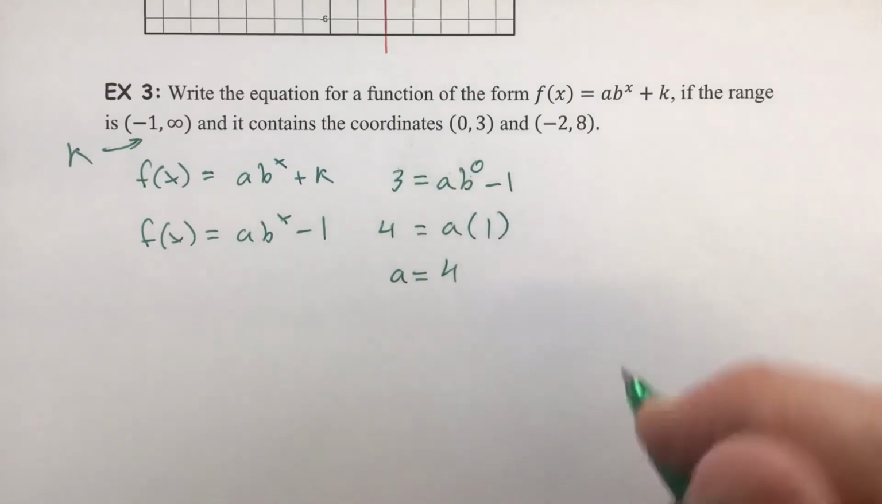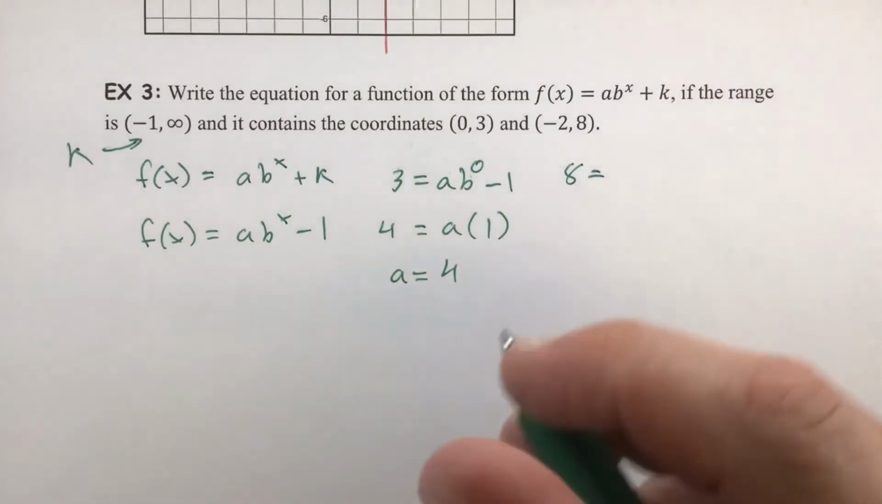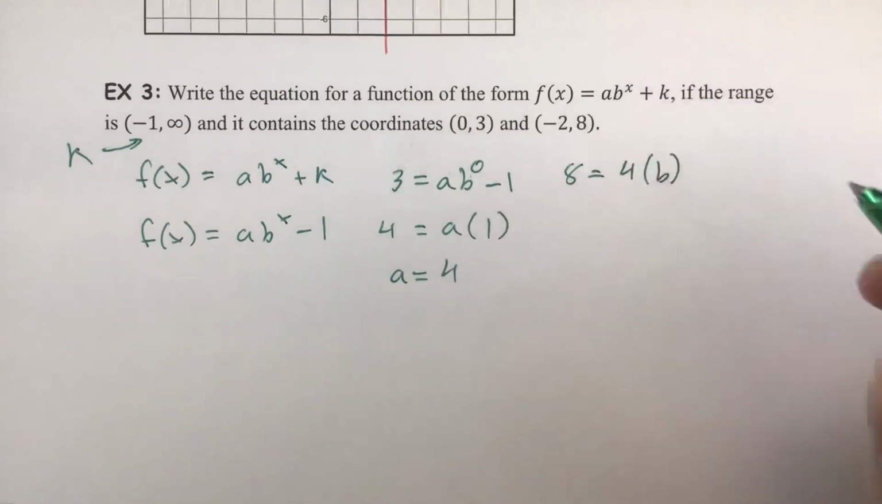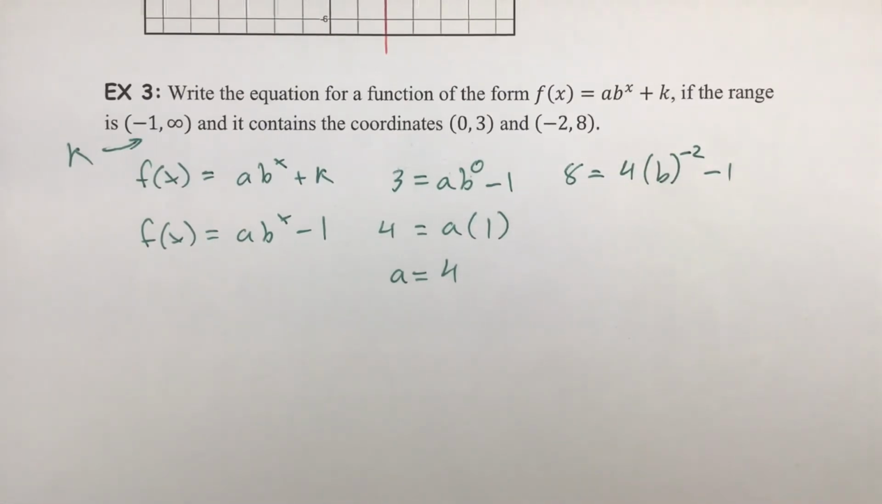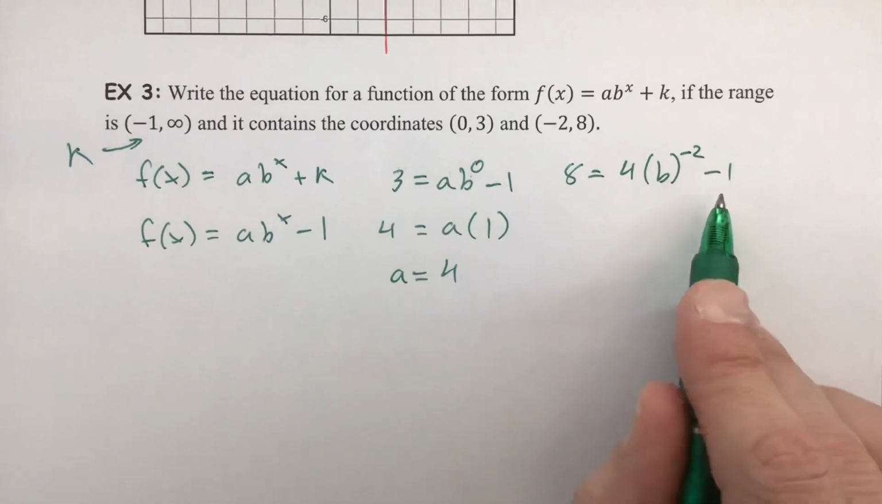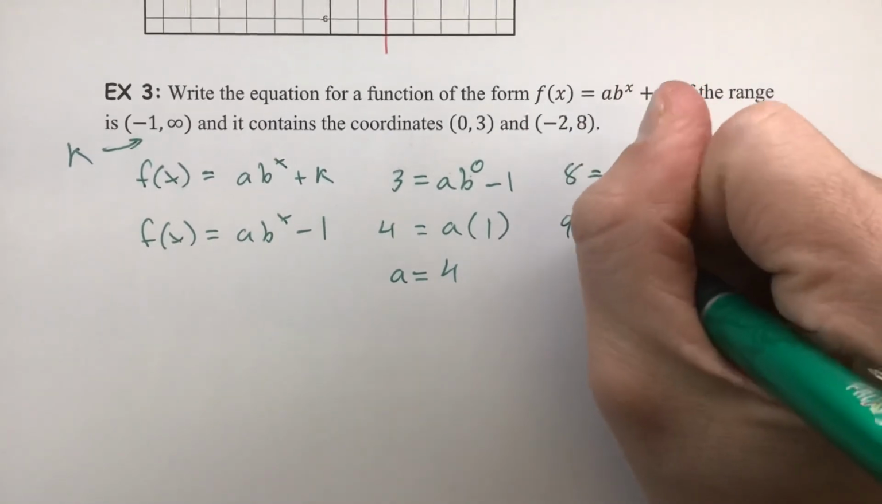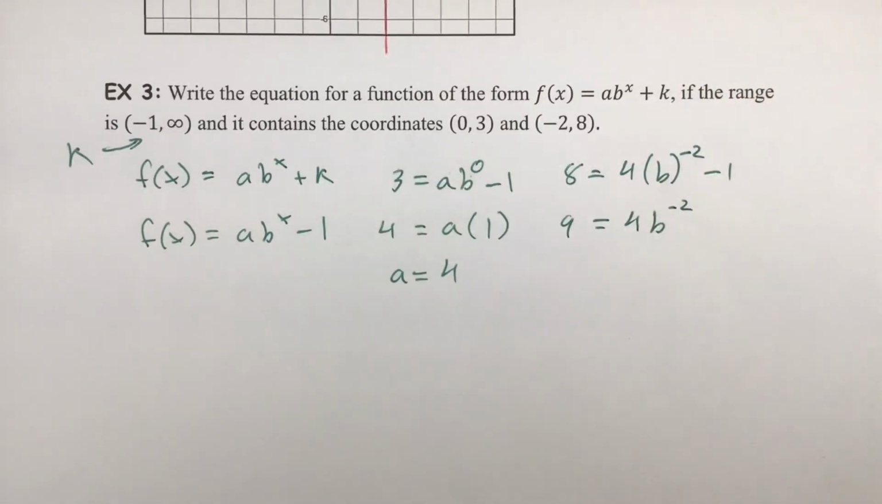Okay, let's take our last coordinate. The output is 8. We've figured out our a value to be 4. What we don't have is the b value. But if we raise it to the second power and work all of this out, it should become an 8. So let's move things over again. We're going to go ahead and add that on, which is going to give you 9 is equal to 4 times b to the negative 2. We'll go ahead and divide by 4.